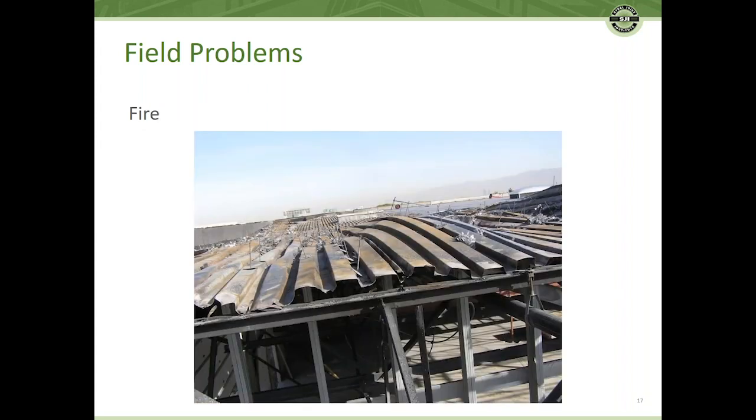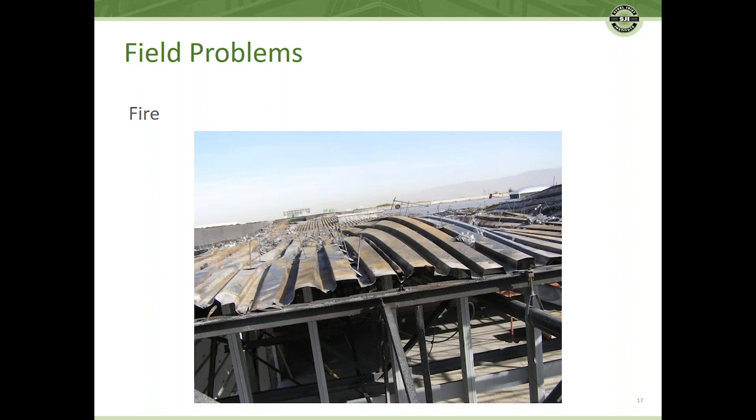This is a slide of a fire. So in this particular building, there was a fire, and you can see that the deck was severely damaged. And quite often, when there's a fire, we get a lot of questions about joists and the steel associated with fire, and we'll talk a little bit about that.